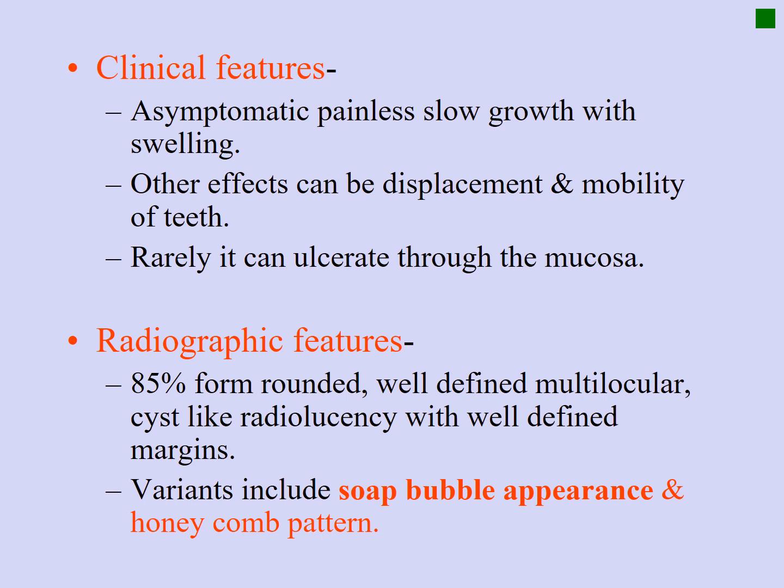Radiographically, 85% form rounded, well-defined multilocular cyst-like radiolucencies with well-defined margins. So it is a radiolucent lesion with well-defined margins. I always like to stress here that whenever we have a lesion which shows well-defined margins, it indicates to us that it is a slow-growing lesion. That means there is sufficient time for the lesion to produce sclerotic bone around the expanding lesion as a defense mechanism. That is not the case in a malignant lesion or an aggressive lesion, because the aggressive lesion proliferates at a faster rate and does not give the body time to produce that defense mechanism bone. So this clearly indicates that this lesion is benign.